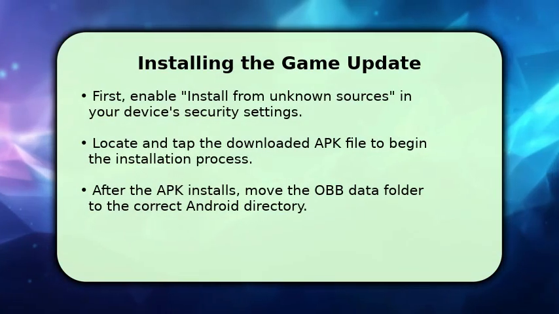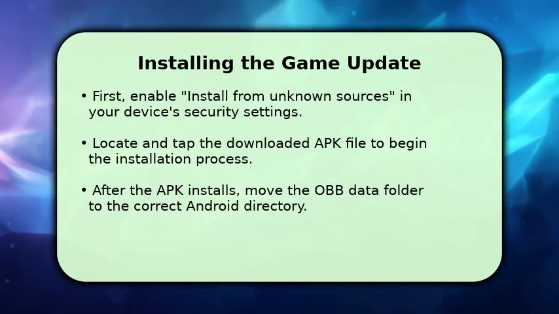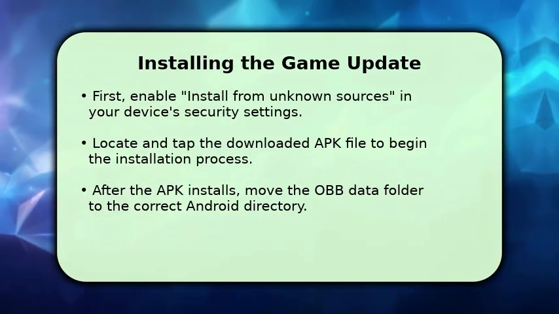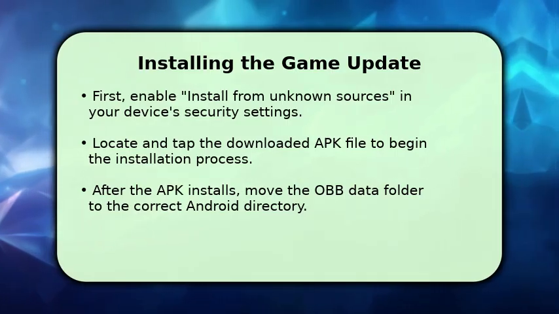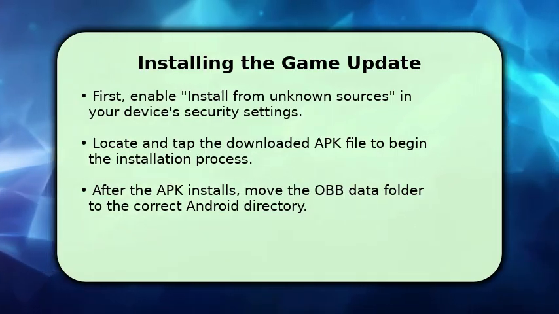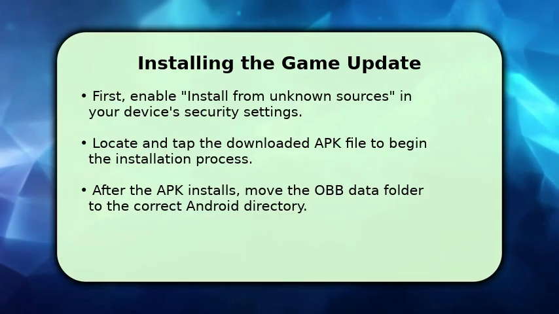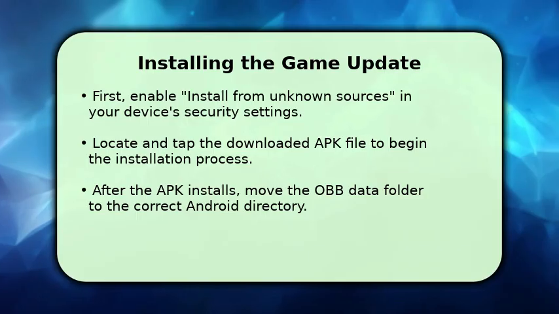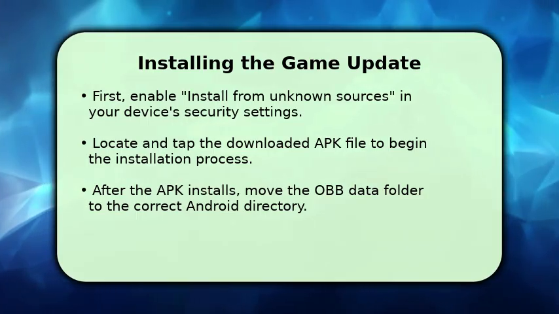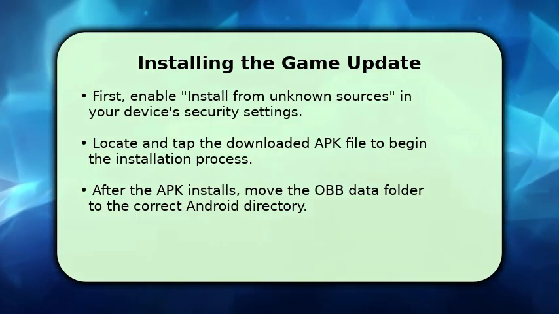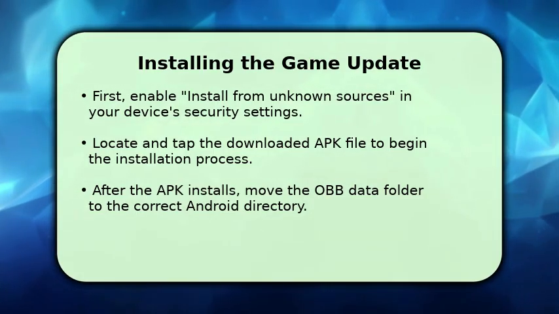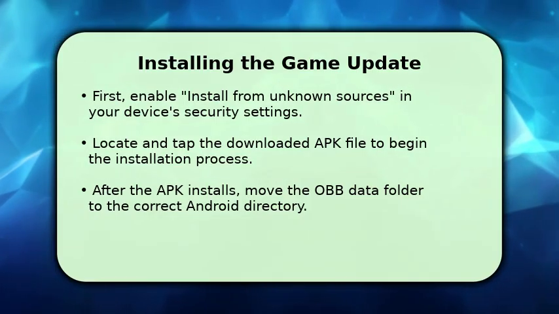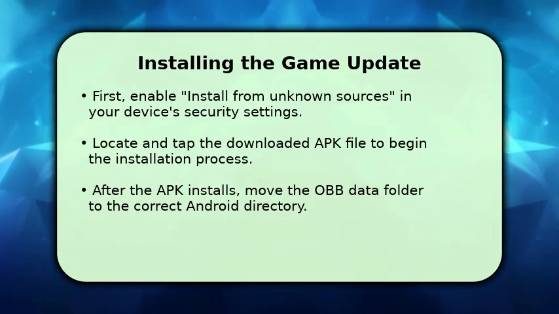Once you have your files, the installation is next. Before you start, you'll need to enable install from unknown sources in your device's security settings. This allows your phone to install apps not from the Play Store. Then, simply locate and tap on the downloaded APK file to begin the installation. After the APK is installed, you'll need to move the OBB data folder into the correct Android directory, usually found at android/obb/com.activision.callofduty.shooter.